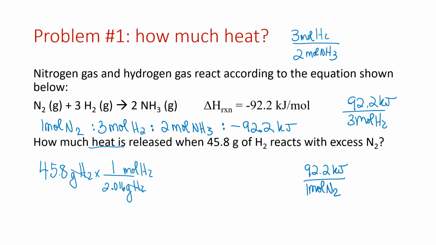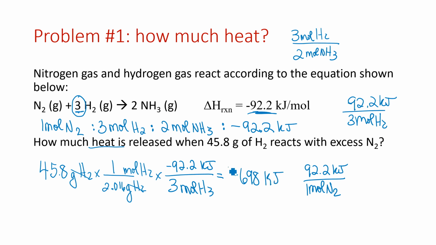So I'm going to look back here at my equation and look at my mole ratios, and I'll see, okay, it looks like for every 3 hydrogens, I make 92 kilojoules of heat energy. So that's the ratio I'm going to use here. For every 3 moles of hydrogen, I'm going to generate 92.2 kilojoules of energy. So when I plug this into my calculator, I should get negative 698. So that means that I'm going to produce 698 kilojoules of energy when 45.8 grams of hydrogen reacts.